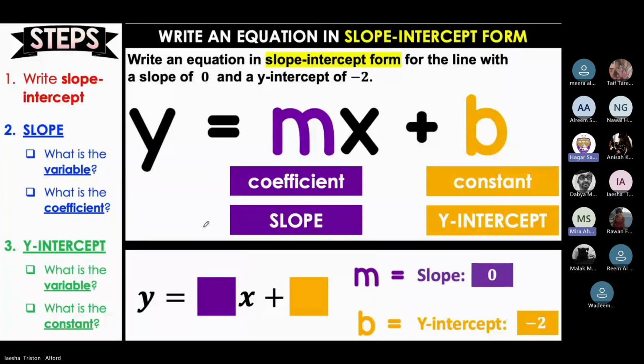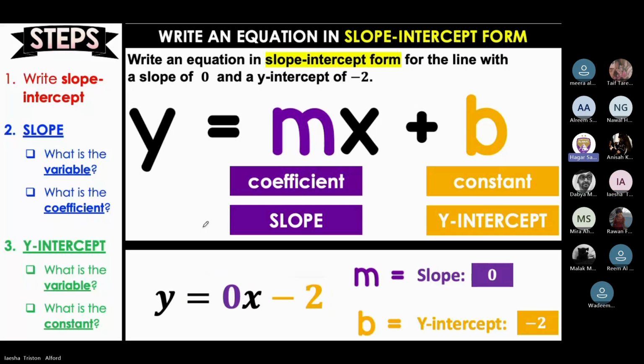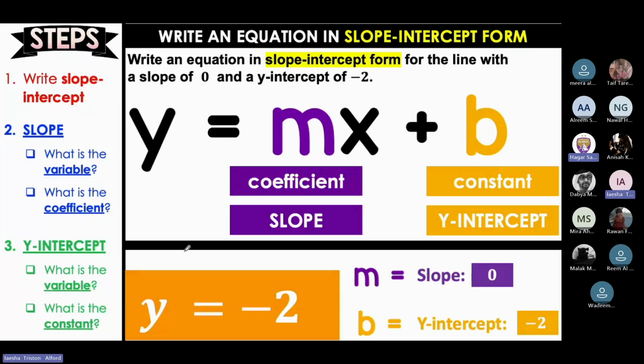y equals 0x, subtract 2. Good. Is the wizard going to put 0x for you? No. What are they going to write? y equal negative 2. Good. So make sure you pay attention for this one. If they write this one, they don't put 0x. Nobody writes it. We only put y equal negative 2.